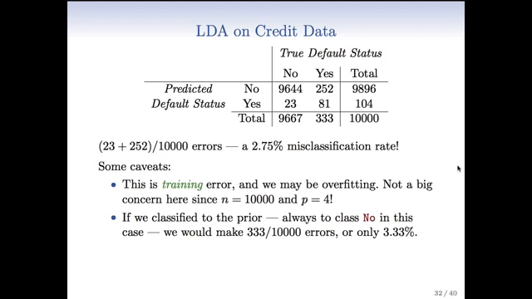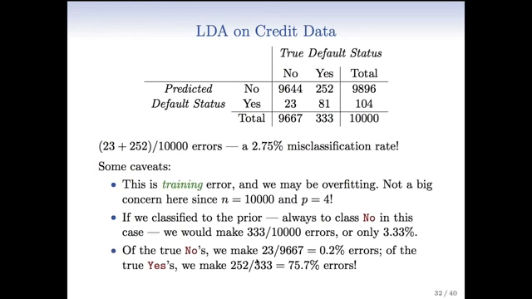Another thing to note is that although 2.75% seems a really good misclassification rate, if we just use a very naive classification rule and said, I'm going to always classify to the largest class, in other words, classify according to the prior, we'd only make 3.33% errors, right? Because there's a predominance of no's in this data set. The total number of yeses is 333 out of 10,000. So this we call the null rate, and you should always bear in mind the null rate when getting excited about a misclassification error rate.